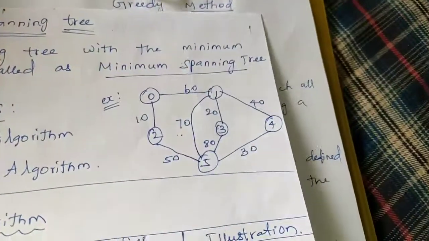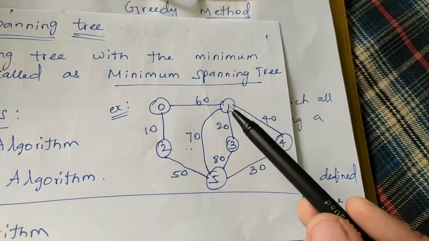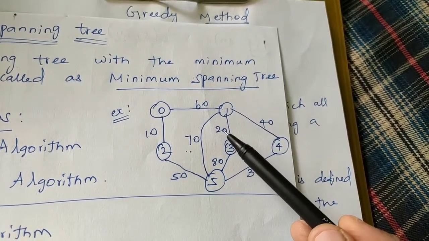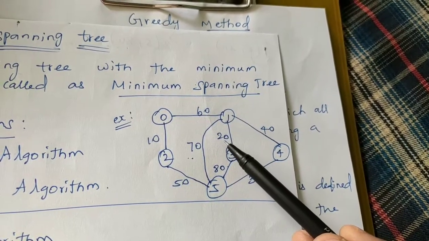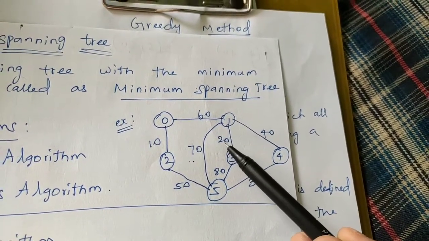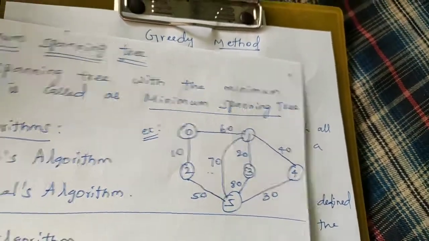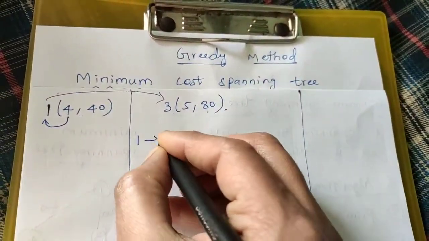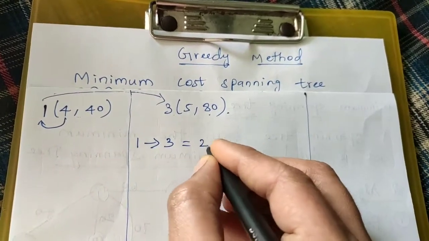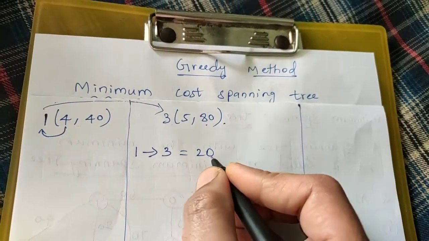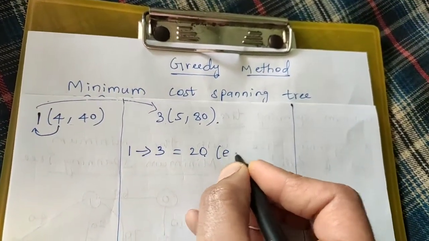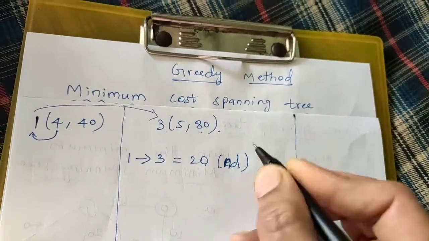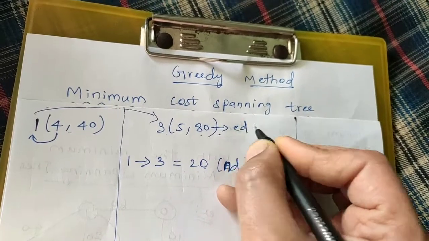So go to the graph. 1 to 3 you have a path with the weight 20. So this will be considered as the new distance. So I have a path from 1 to 3. The weight on this edge is 20. Now this is the existing distance, and this is the new distance.